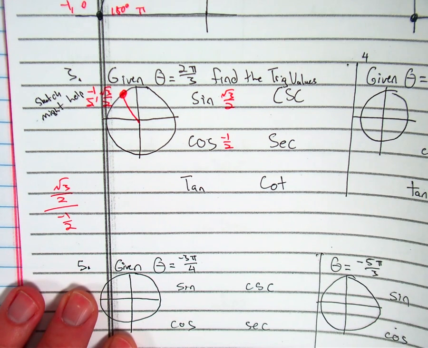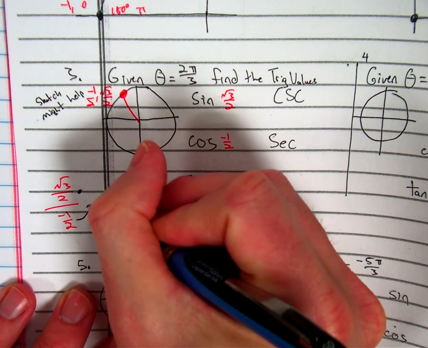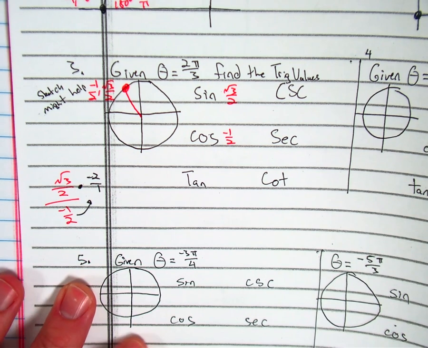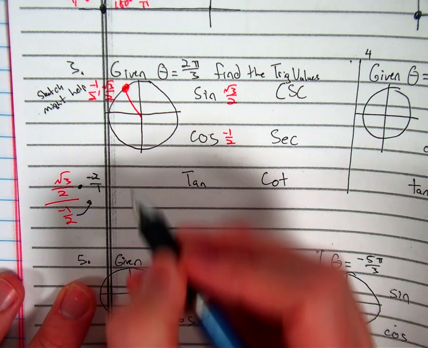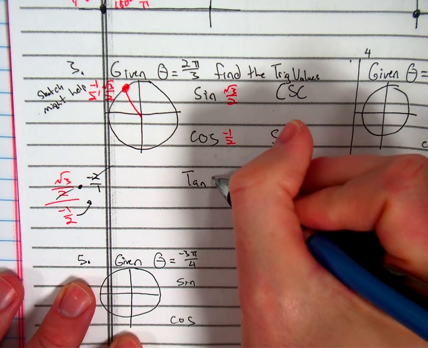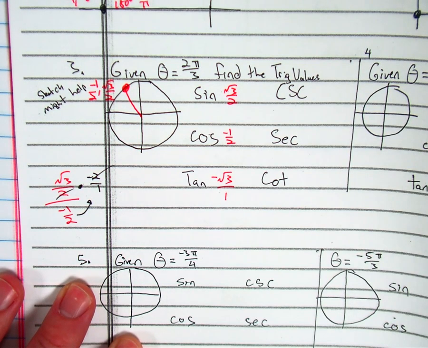Sine over cosine. Fraction divided by fraction. Change it to multiplication and flip it. Our 2 on top will cancel out the 2 on the bottom, and we'll just have negative radical 3 over 1.